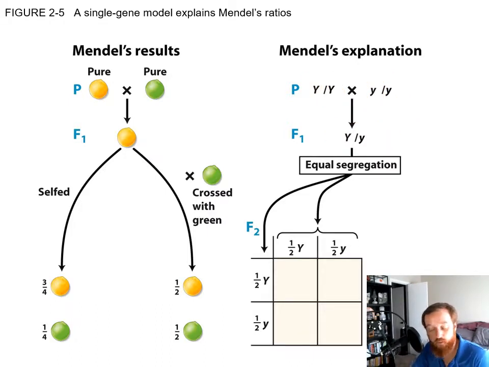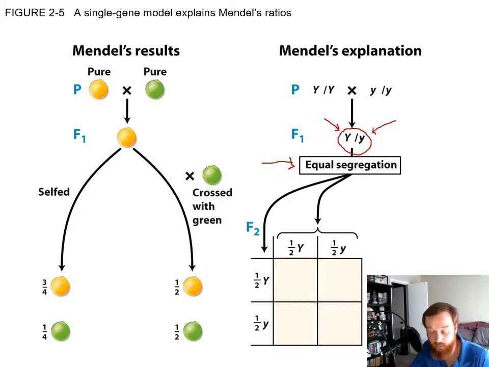Now, if we take those F1 individuals and we self them, we're going to assume equal segregation. What equal segregation means is that when you inherit a gene from your parent, you get a 50-50 shot to get one of those two genes, right? In this example, each parent is going to be big Y, little y. So you have an equal chance, a 50% chance, to get the big Y, and an equal chance, or 50%, to get the small y.